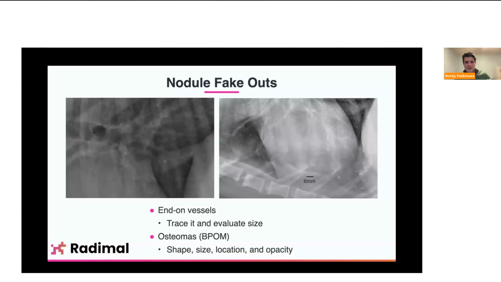Another thing that we need to clarify are nodule fakeouts. The two most common nodule fakeouts are going to be pulmonary vessels and pulmonary osteomas, sometimes called benign pulmonary osseous metaplasia, or BPOMs. These are very well-defined structures. On this side here, we're highlighting these pulmonary vessels. They're end-on, so they're coming towards the X-ray beam. And look how sharp and smoothly marginated they are. They're always round or slightly oval, depending on how exactly they're hitting against the beam. But they're mineral opaque, and they're very sharply marginated for something so small.